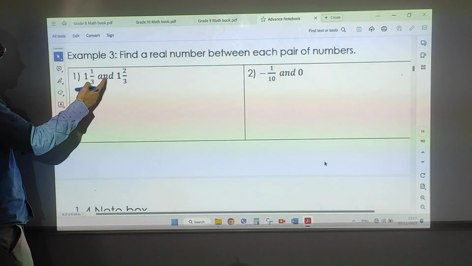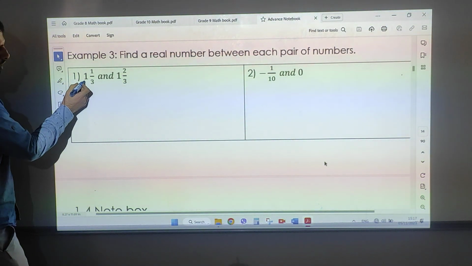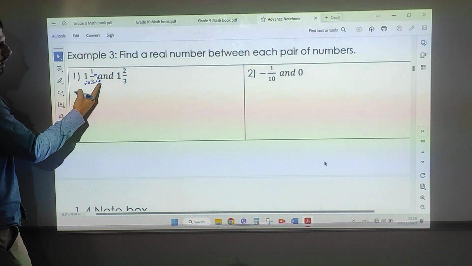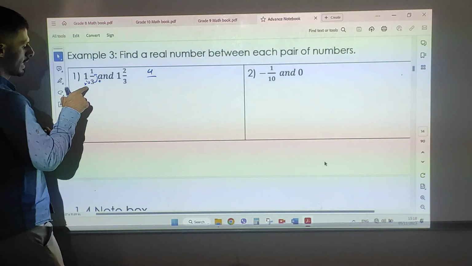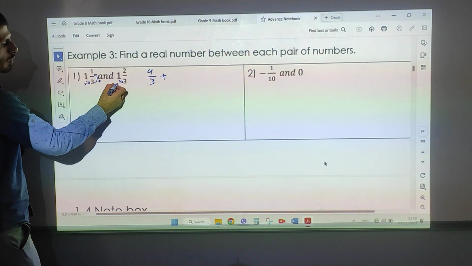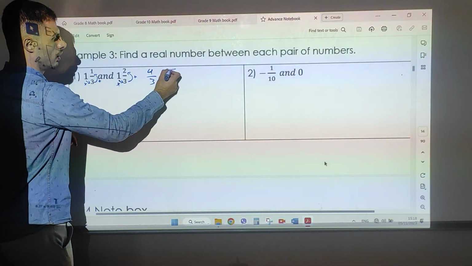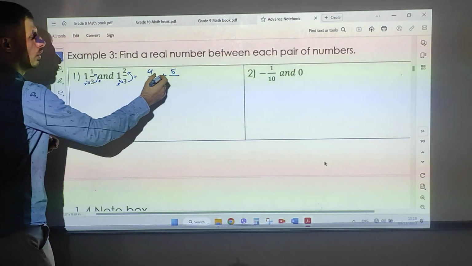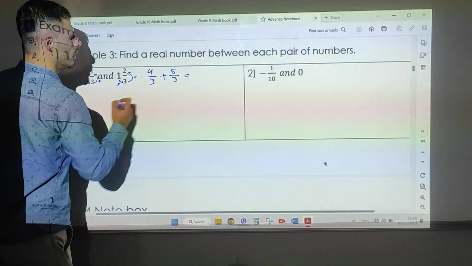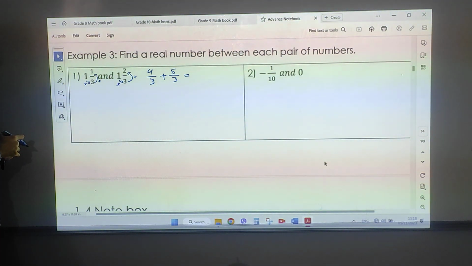This is 1 and 1 over 3 and 1 and 2 over 3. In this case, at first we make them normal fractions, always multiply, then plus. 1 multiply 3, 3, 3 plus 1 is 4 over, same denominator, 4 over 3. Again, for the second one, multiply. 1 multiply 3 is 3, plus 2 is 5 over 3. Then equals, that one will be 4 over 3, that one will be 5 over 3.